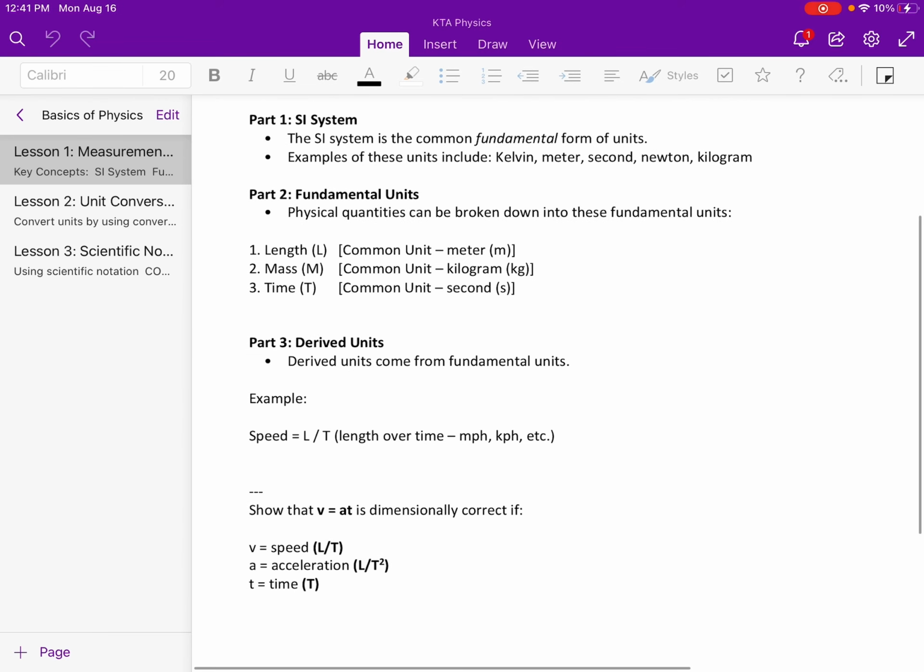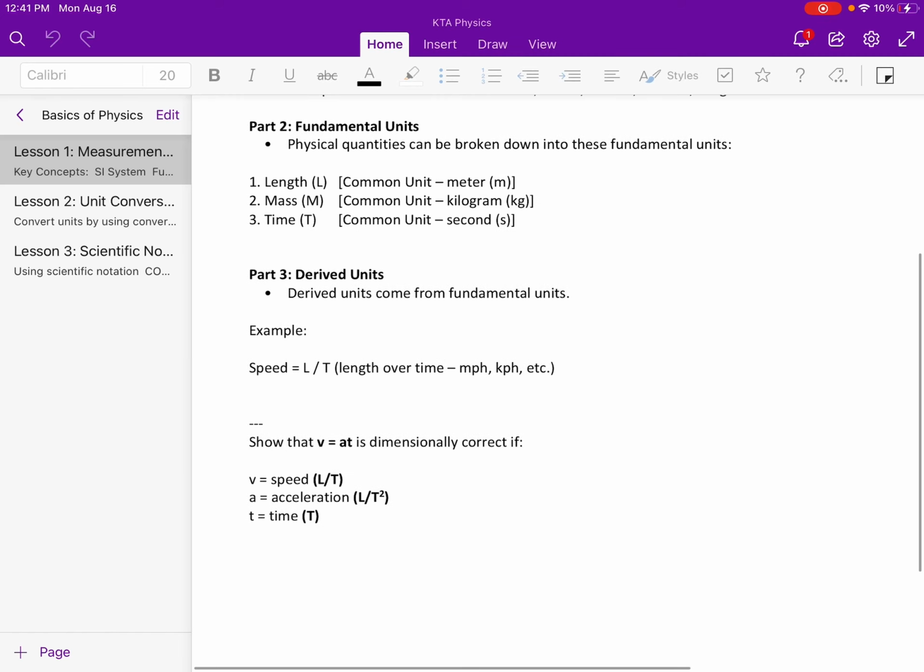So the SI system, you've probably dealt with this before, it's just a common fundamental form of units. So these are the units that are widely used, and it's not the U.S. customary system that the United States uses. And examples include Kelvin, meter, second, Newton, or kilogram.